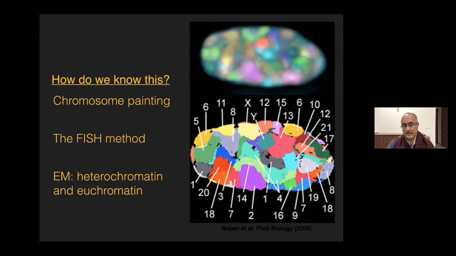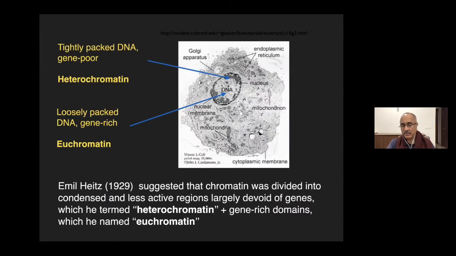The observation of what is called heterochromatin and euchromatin is a much older observation, and it goes back to Emil Heitz in 1929, who suggested that chromatin, which we understood earlier, was divided into somewhat more condensed, less active regions, which are largely devoid of genes. He called that heterochromatin, and separate from gene-rich domains, which he termed euchromatin.